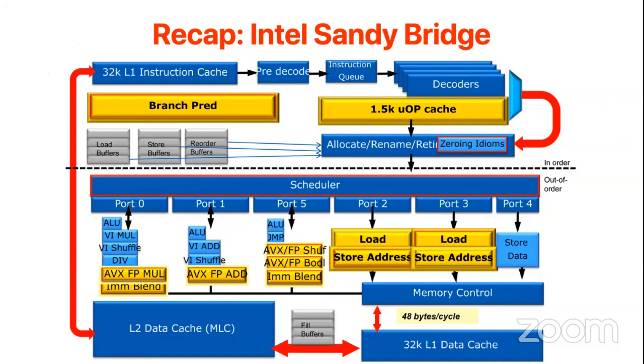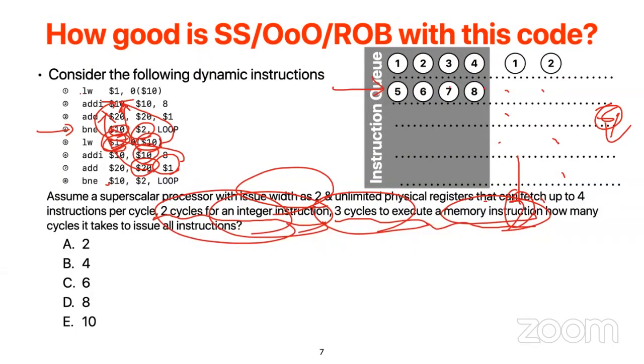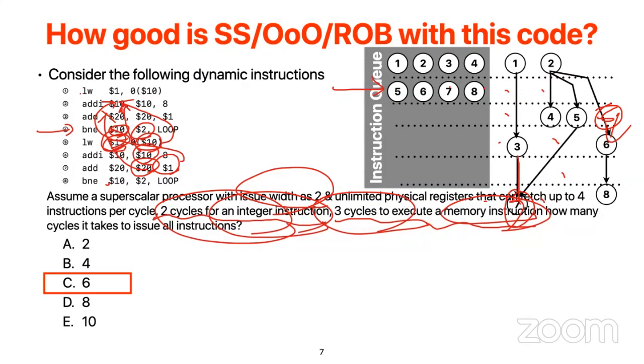Wouldn't the answer to the previous question only be 6 because 6 would be the moment where instructions 7 and 8 begin? It's not the moment when they finish. If you look at what the question asked, it's to issue all instructions. Oh, okay. So you don't care about when they finish, you just care about when they issue, right?